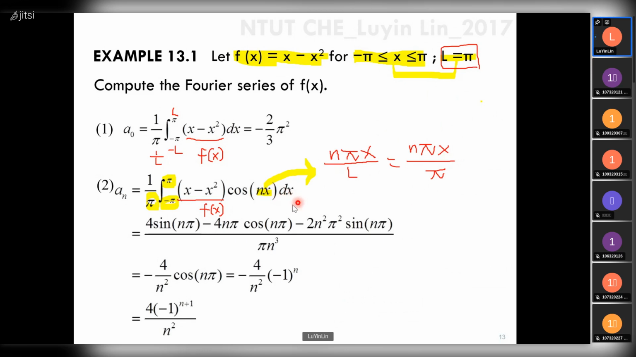Then please do the integral. It is complex. Please do it by yourself. You have to do the x cosine and the x squared cosine. So you integrate two terms and sum up two terms, and you can get an answer. First, you use integration by parts. It's a long story, okay? After you rearrange, please rearrange, you get this.